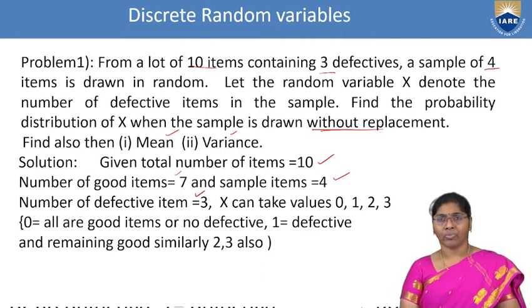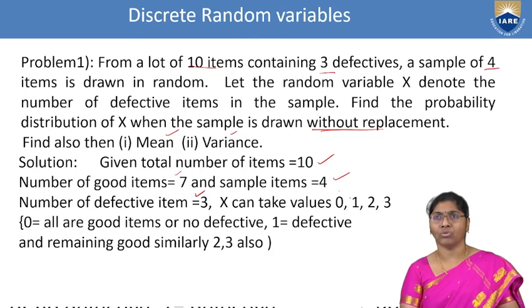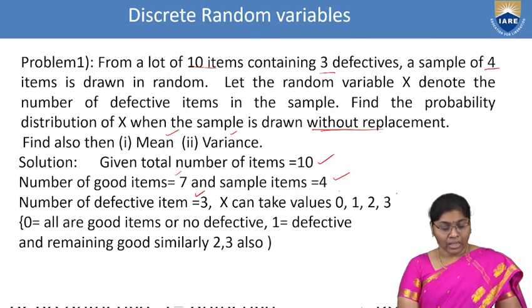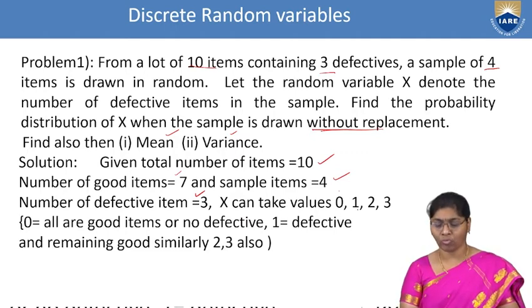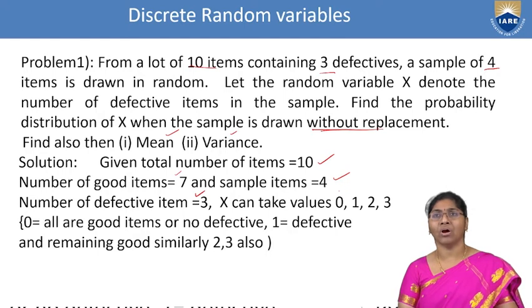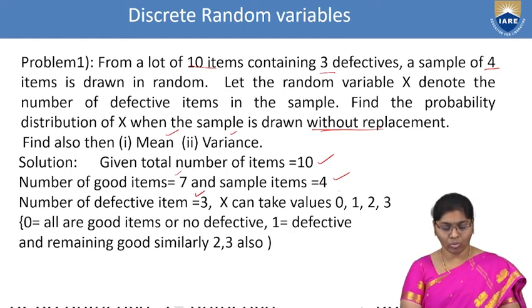In this data, the defective items are 3, so x takes the values 0, 1, 2, 3. We calculate from 0 onwards. The sample space is S equal to 0, 1, 2, 3, 4. For example, 0 means all items are good, there are no defective items. 1 means 1 is defective and the remaining are all good items.